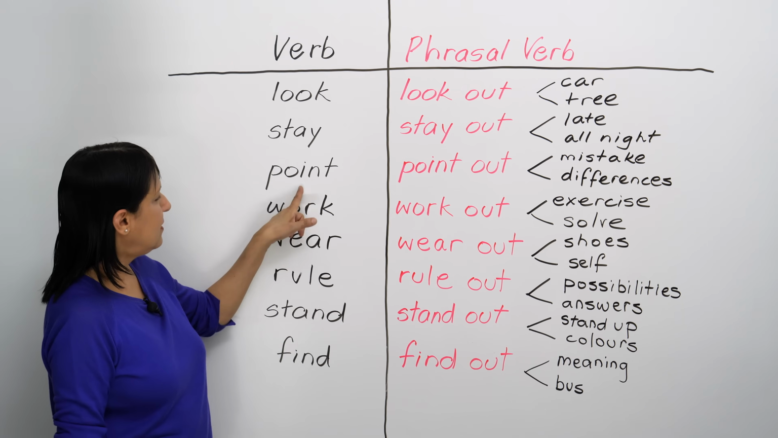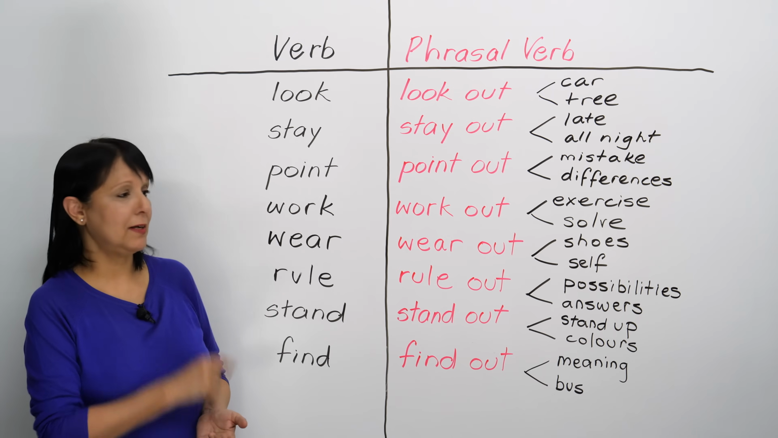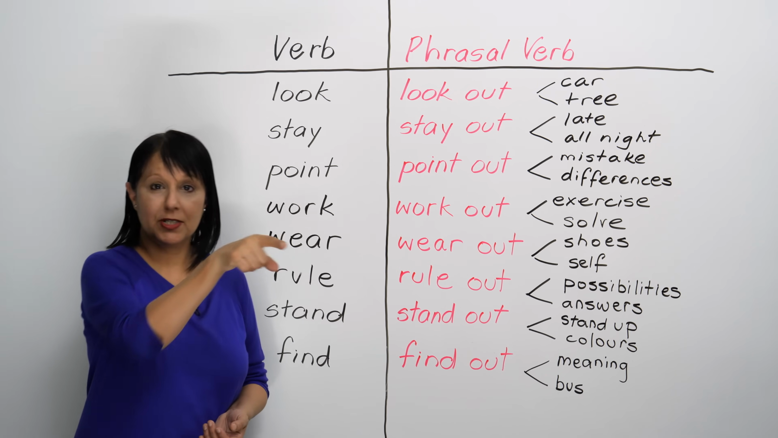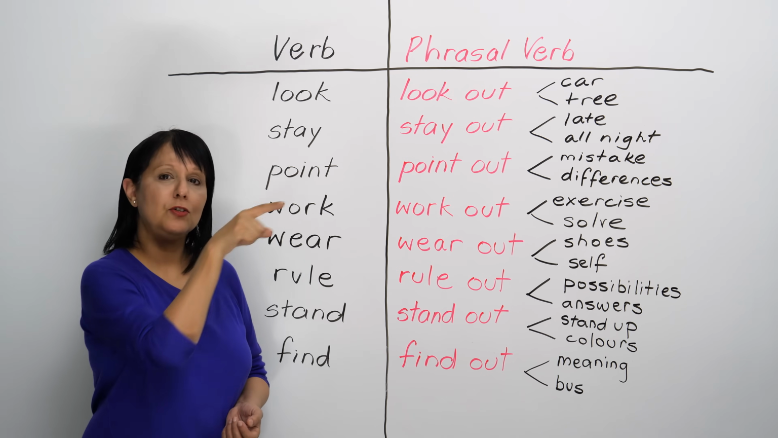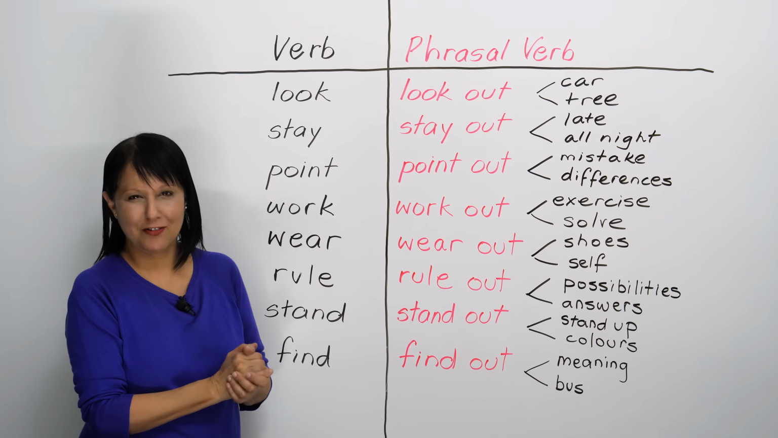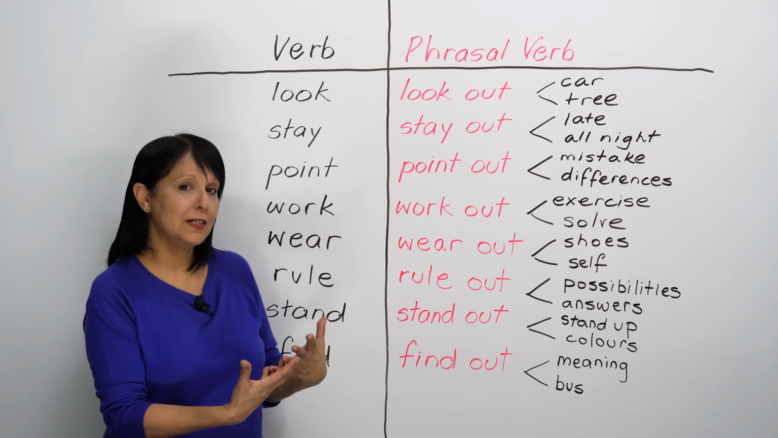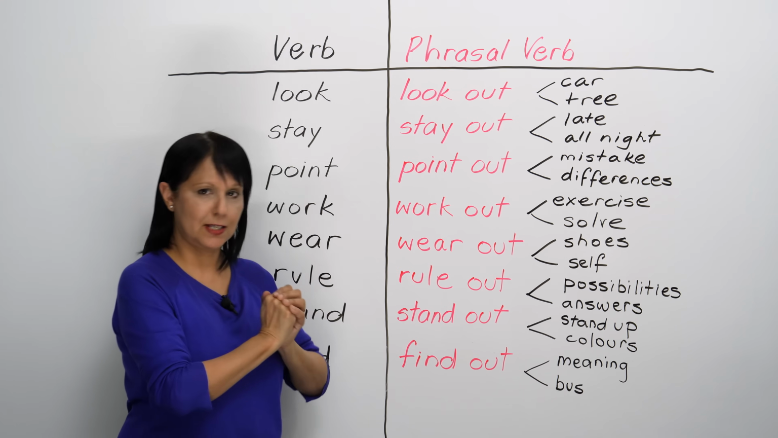All right, here's another regular verb, point. What does it mean when I point to something? Like this. I can point to someone. I can point to something. I could say to someone, I want that one. Okay? And then you use your finger and you point. All right? That's the regular meaning of point. But what does it mean to point out something? To point out something means to draw your attention to something.